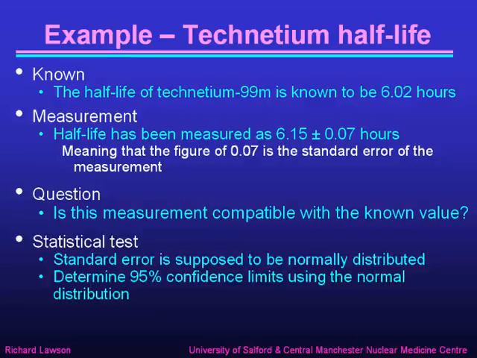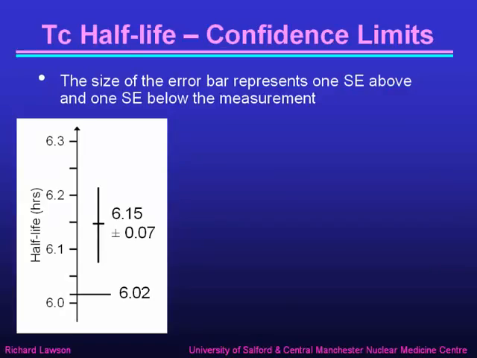We're going to assume that the standard error is normally distributed, and we're going to determine our 95% confidence interval using the normal distribution. So we've shown graphically here that the size of the error bar, 6.15 plus or minus 0.07, represents one standard error above and below the measurement. So it extends from a middle point of 6.15 up to 6.22 and down to 6.08. I've also shown on there the true value of 6.02.